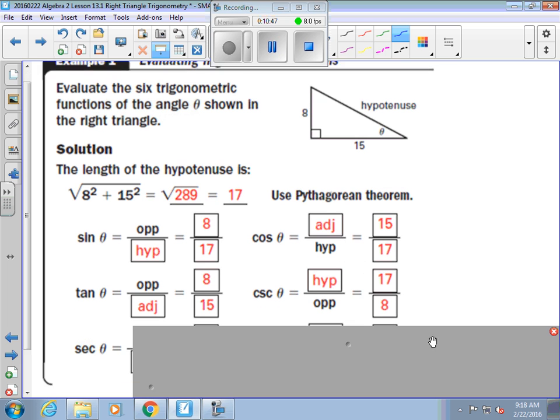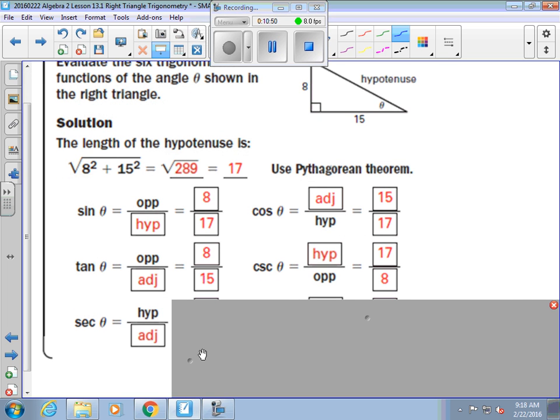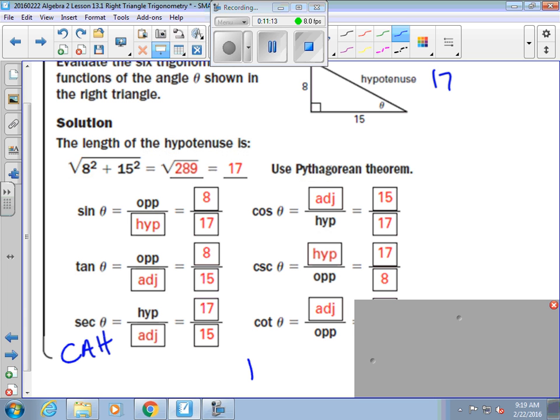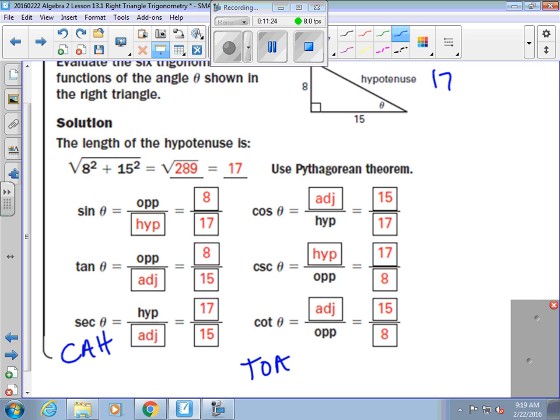The secant is paired with cosine. So cosine, you know, CAH would be what cosine is. So secant is the inverse of that. Hypotenuse over adjacent. The hypotenuse, again, we know is 17, over the adjacent, 15. And the cotangent pairs with the tangent. That's the one that people usually don't make a mistake on. You know that the tangent is TOA, the TOA part of SOHCAHTOA. So it's the inverse of that, adjacent over opposite. So adjacent is 15 over 8. So those are your 6 trig functions of this triangle.